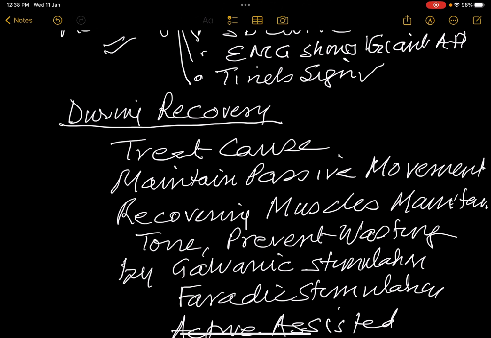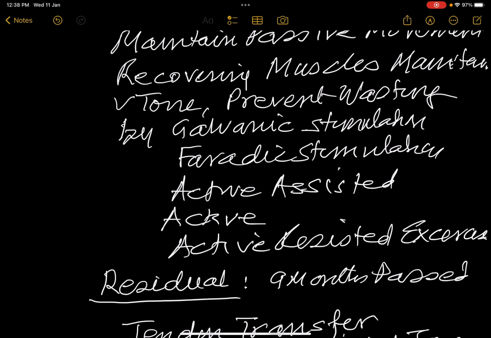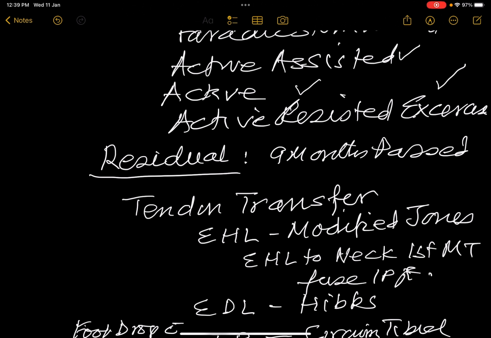So what do you do during recovery? You treat the cause, you maintain passive movement, do not allow a contracture, and for the recovering muscles, you maintain tone and prevent wasting by galvanic stimulation first, then by Faradic stimulation, then active assisted, active and active resisted exercises. Okay. In the residual, specifically when 9 months have passed, then the motor end plate is fibrosed and recovery will not occur.